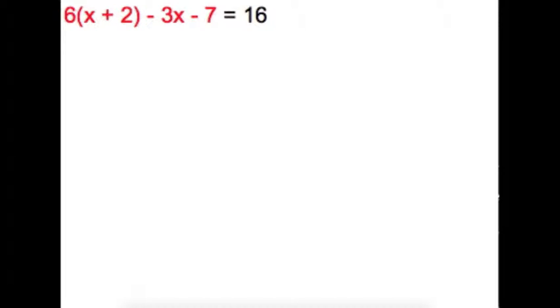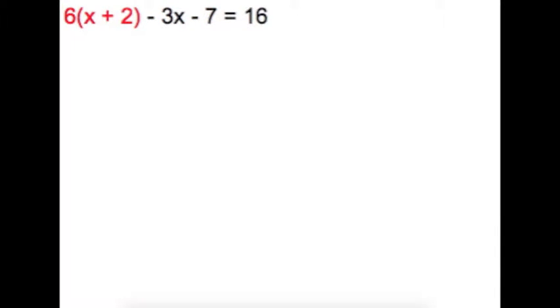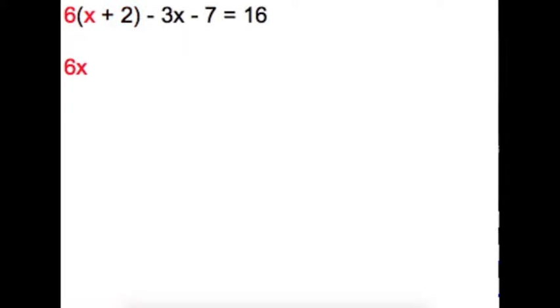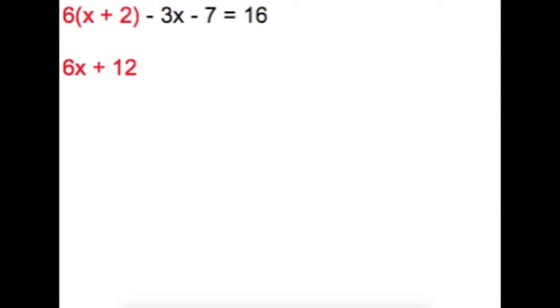Remember, we need to look at each side of the equation first and determine if it can be simplified. The left side of this equation can be simplified. The first thing to look for when simplifying is to see if the distributive property can be used anywhere. In this example, we can use the distributive property to simplify 6 times the quantity x plus 2. Using the distributive property, we multiply 6 times x, which is 6x, and 6 times a positive 2, which is a positive 12. So, 6 times the quantity x plus 2 simplifies to 6x plus 12.